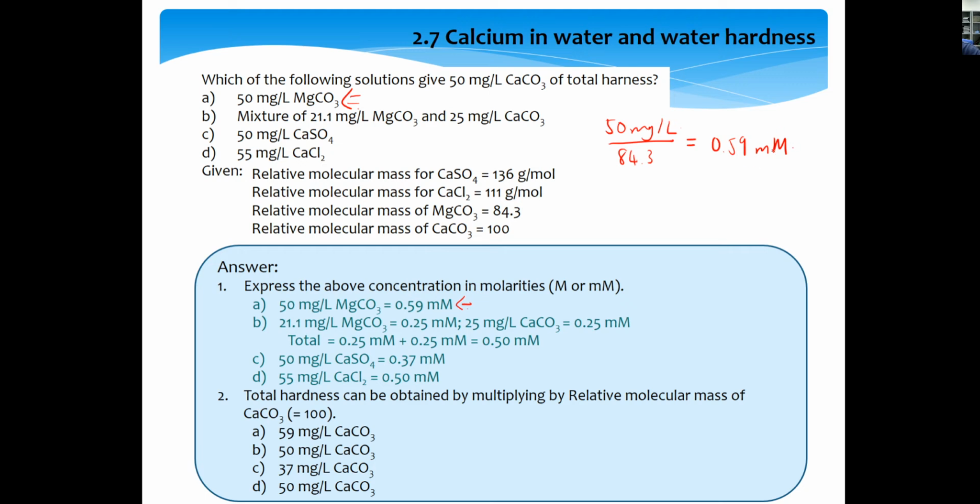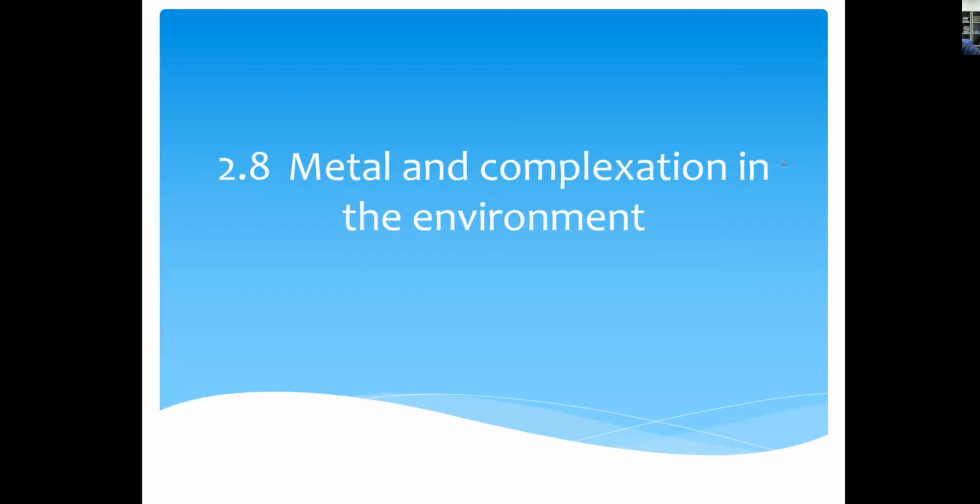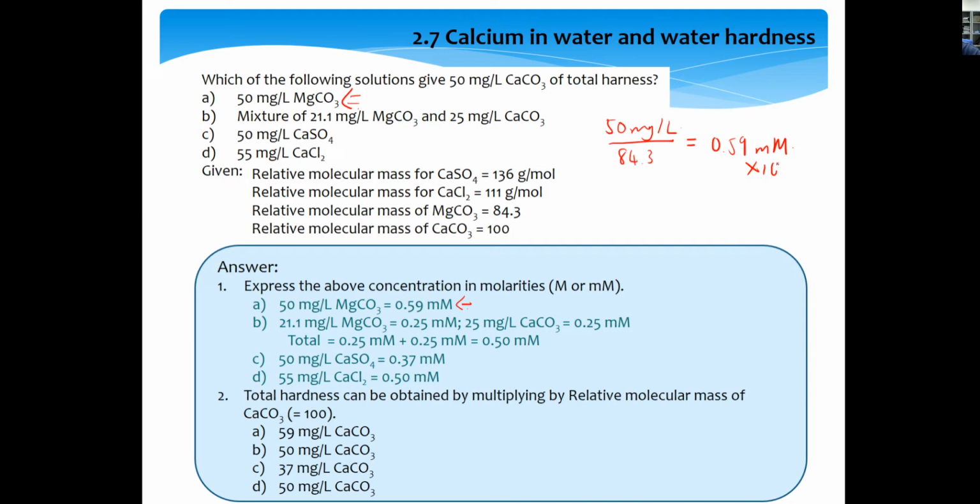And then, of course, it is in the form of molar. You have to convert it into milligram per liter of calcium carbonate, right? So to do that, you just need to times 100. Sorry, you just need to times 100. And then what you are going to get is 59 milligram per liter of calcium carbonate.